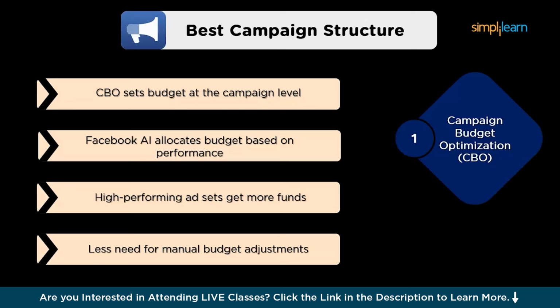For example, if one ad set is driving more conversions at a lower cost, Facebook will allocate more of your budget to that ad set, ensuring that your overall campaign delivers the best possible results. This means you can trust Facebook's AI to optimize your budget distribution without constantly monitoring and adjusting it yourself.